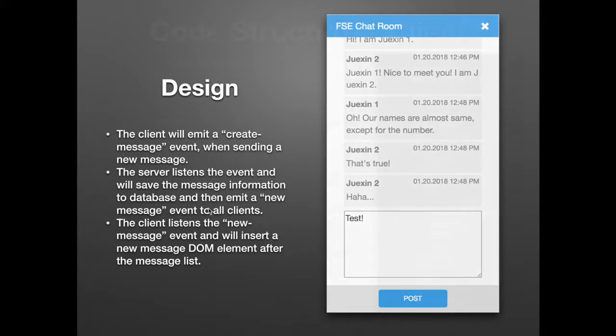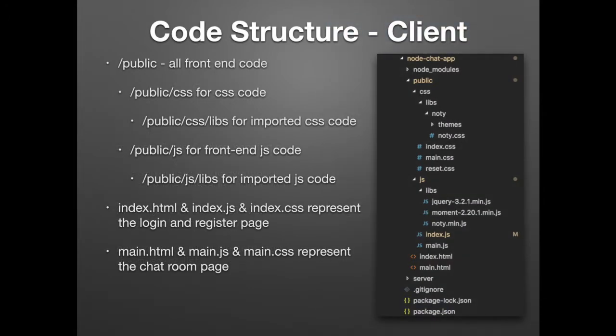the message list. The code structure of my application is as follows. I have a public folder. It's for all front end code. It has a CSS folder for CSS code and a JS folder for front end JS code. The index HTML represents the login and register page, and the main HTML represents the chat room page.